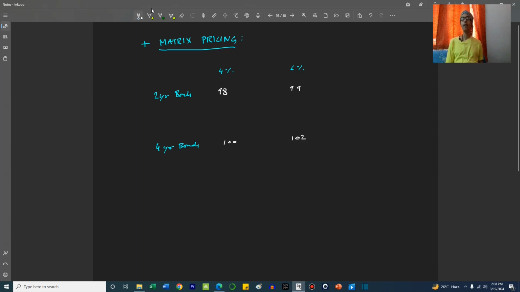Now we have to find the price, or the valid present value, of a 3-year bond with a 5% coupon. This is what we have to find out. Now how do we do that? We do it stepwise. Step 1, average yields. Now we find out the yields of this bond and this bond and take their average.